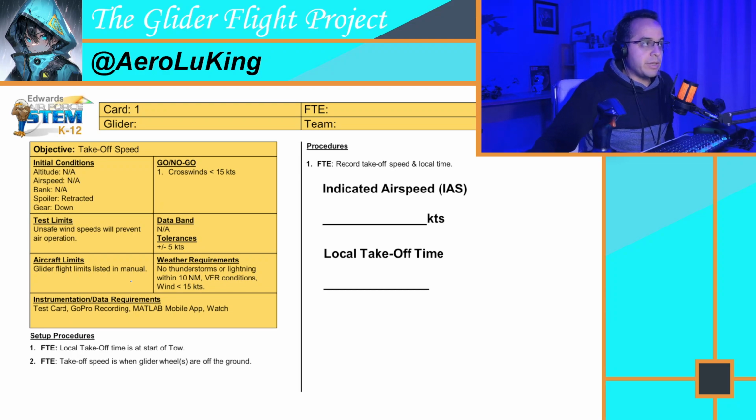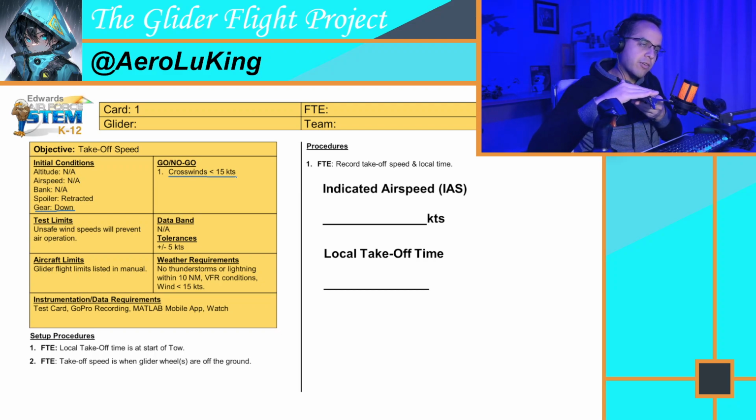So the next card will be card 1. This one, the objective is to record the takeoff speed. In this case, we're taking off, so the gear's down. Test limits is just telling the pilot who's actually flying, for aircraft limits and test limits, make sure you stay within aircraft limits, in this case for the glider, whatever the manual says, and don't take off if winds aren't safe. So for example, a go no go criteria is the crosswinds, which are the winds coming perpendicular to the aircraft, must be less than 15 knots.